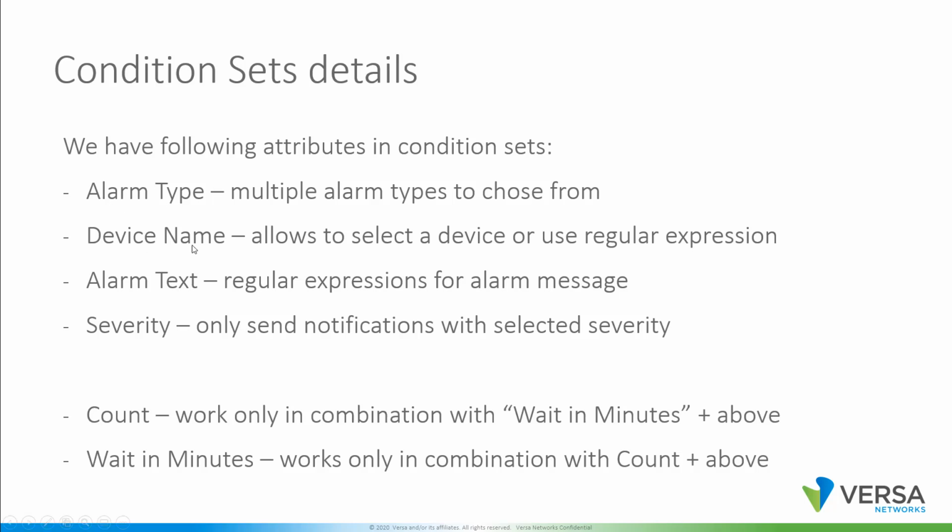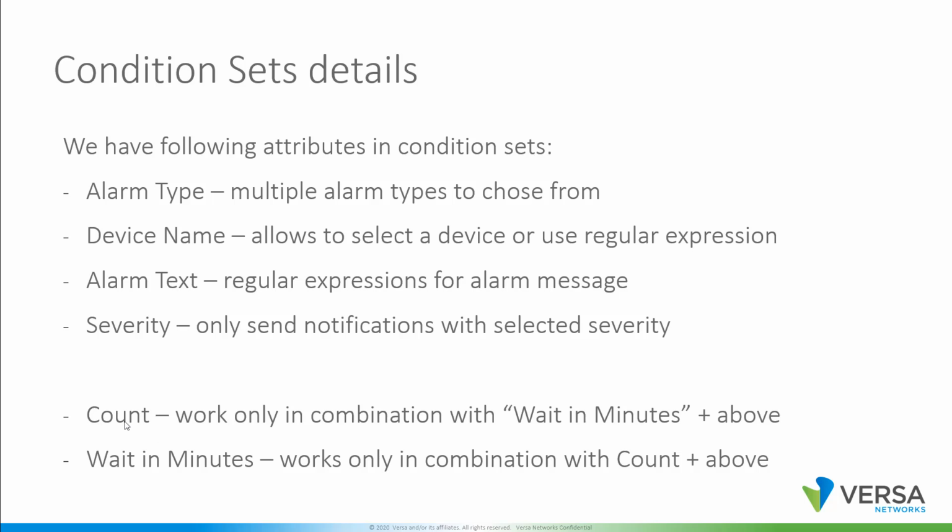Device name, where you can specify the actual device that needs to generate this event for us to generate notification, or it can be a wildcard used to match a certain group of devices only. It can also be alarm text. So if in the alarm text we have certain match criteria with wildcards, based on this we can also generate notifications. Or it can be severity of this event. If the severity is above a certain level, for example, we can send notification.